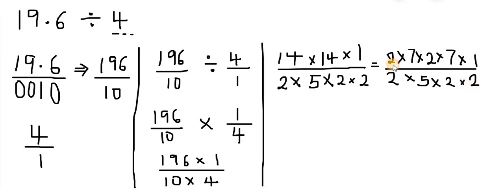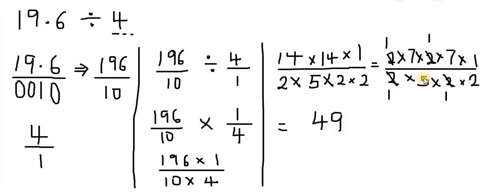So there's a 2 at the top and a 2 at the bottom. We cancel that out for 1 and 1. There's another 2 at the top and a 2 at the bottom. We cancel that out for 1 and 1. Okay? So now what we have left is 1 times 7, which is 7. 7 times 1, which is 7. 7 times 7, which is 49. Times 1, that's 49.